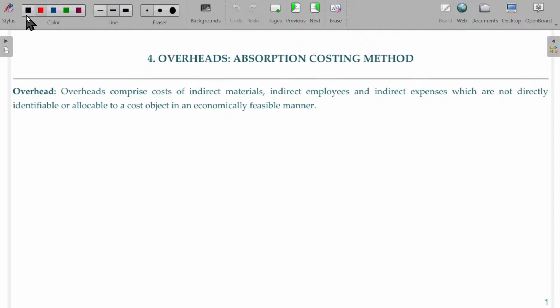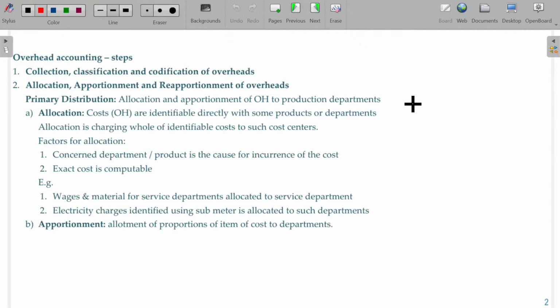So we'll start with overheads. The method of absorbing or adding the overhead spent to the product is called absorption costing. So we are going to study this here. Indirect material, indirect labor and indirect expenses will be the overhead incurred in the factory and other things.